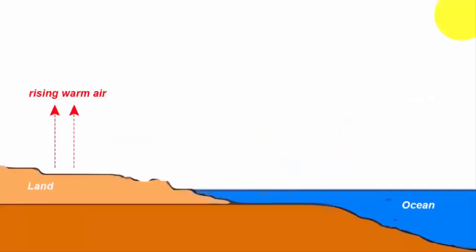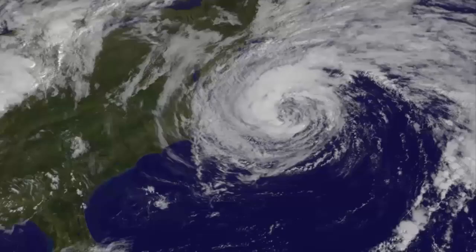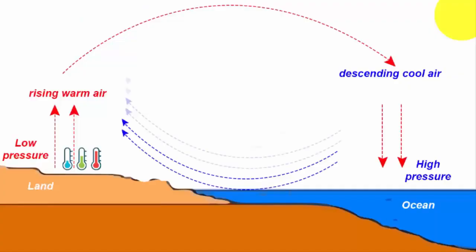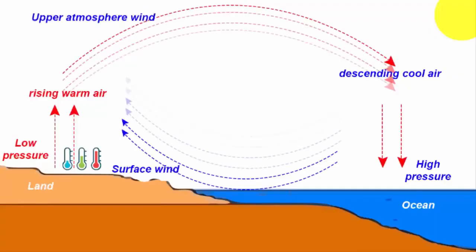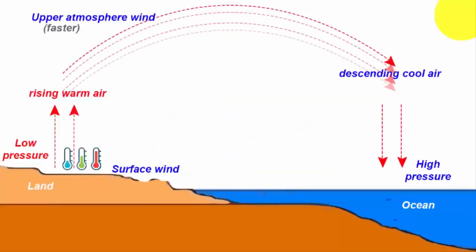Try to understand this. Wind circulation is the main reason that creates any kind of cyclone. And depending on temperature, winds propagate between the surface and the upper atmosphere. And always remember, upper atmosphere winds are faster than surface winds because friction slows surface winds. We have already learned that the subtropical region is a high pressure belt, and the subpolar region is a low pressure zone. We also know that air moves from high pressure areas to low pressure areas.